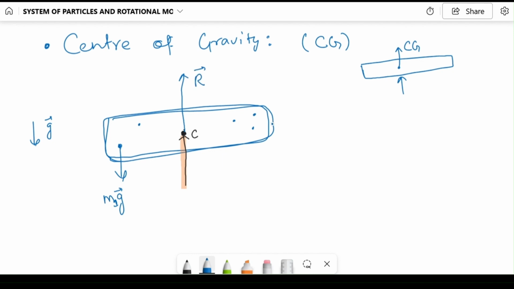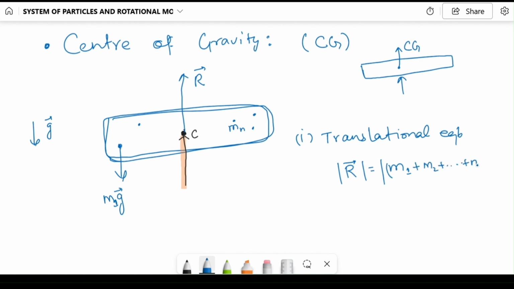R. So if there are n number of such particles, m1, m2 up to mn, for translational equilibrium, this R will be equal to, in magnitude it is equal, and in direction it is just opposite, (m1 plus m2 plus up to mn) into g for translational equilibrium.